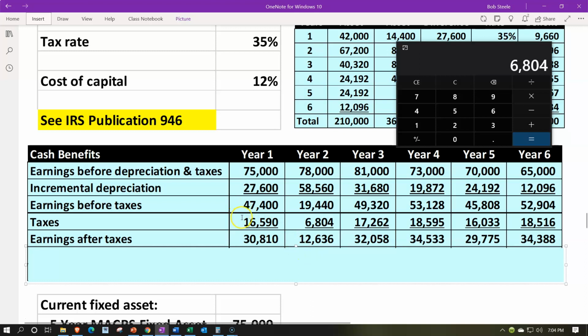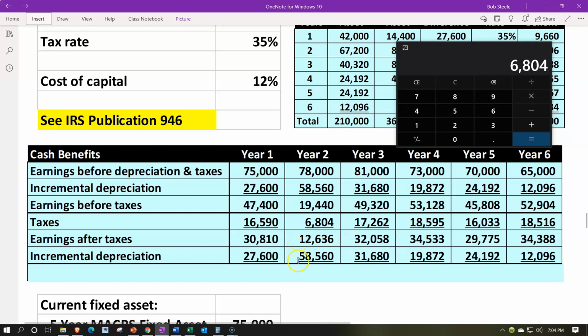The 47,400 minus the 16,590 is the 30,810. The 19,440 minus the 6,804 is the 12,636. The 49,320 minus the 17,262 is 32,058, and so on. Then we're going to add back the incremental depreciation, because the only reason we took it out is because it had a tax impact, which is a cash flow item, even though it itself is an accrual item. So we add it back.